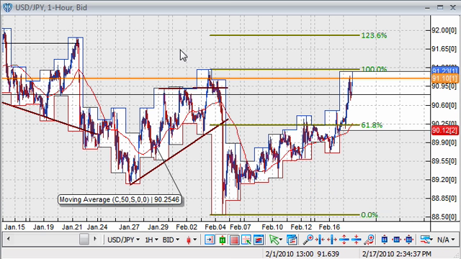In yesterday's video, we took a look at the dollar-yen pair and showed how we were testing the 61.8% retracement of this sharp slide we saw 2 weeks ago. Today, the greenback rallied strongly, reaching this resistance level right around 91.20, so that now we have completed a 100% retracement of this fall.